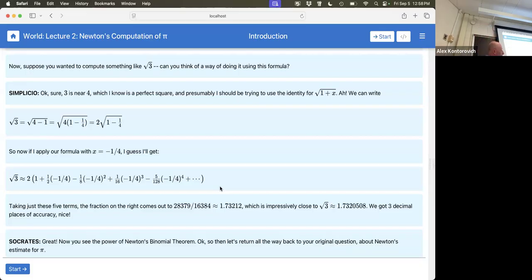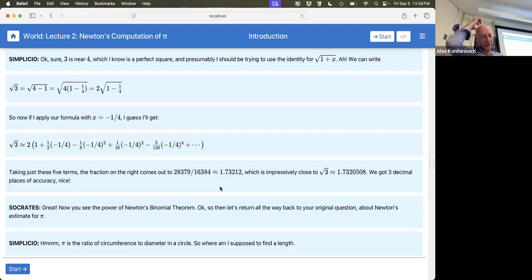Okay, so let's go all the way back to the original question. What can Newton say about pi? How would Newton get to pi? Simplicia says, okay, well, what is pi? The definition of pi is its circumference to diameter. It's a ratio, it's a unitless quantity. It's the ratio of circumference to diameter in a circle. Where are we supposed to find a length here somewhere?